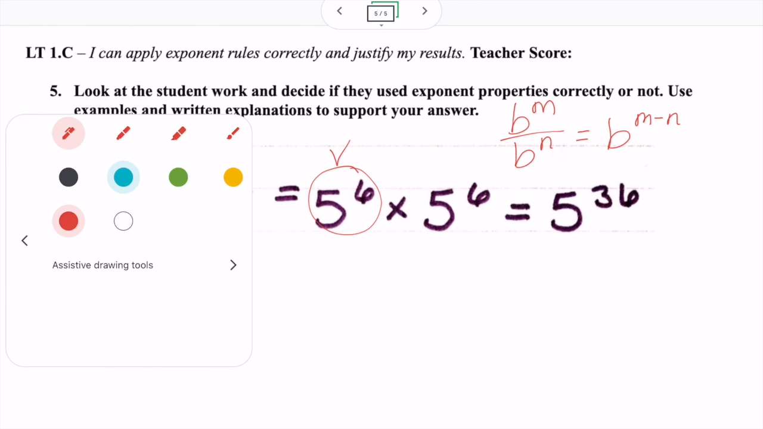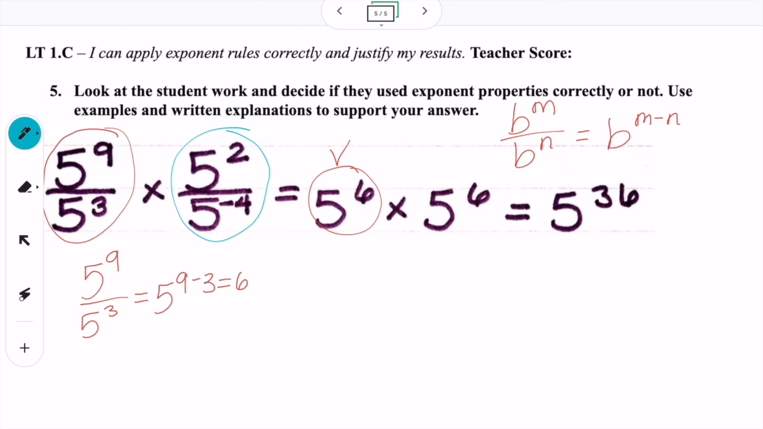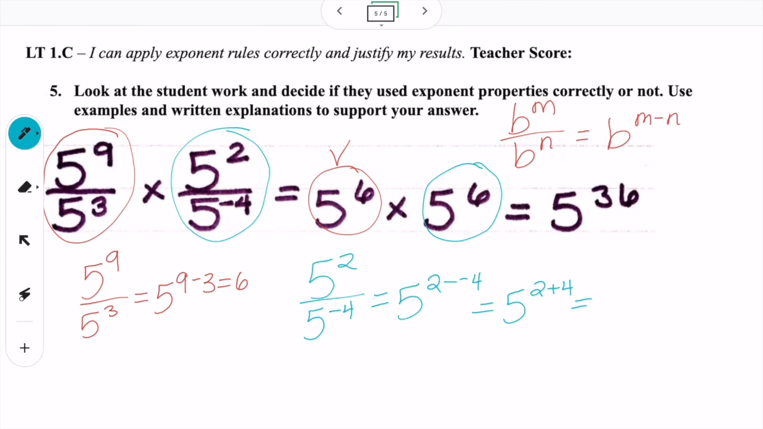Now they had to have done the same thing. Let me get a different color. For this set here, they've simplified that quotient. We can use the same rule, 5 to the 2nd and 5 to the negative 4th. This time we have 2 on top and we're subtracting a negative 4, which is the same as adding 2 plus 4. So they actually did the second exponent simplification correctly as well. That part checks out.